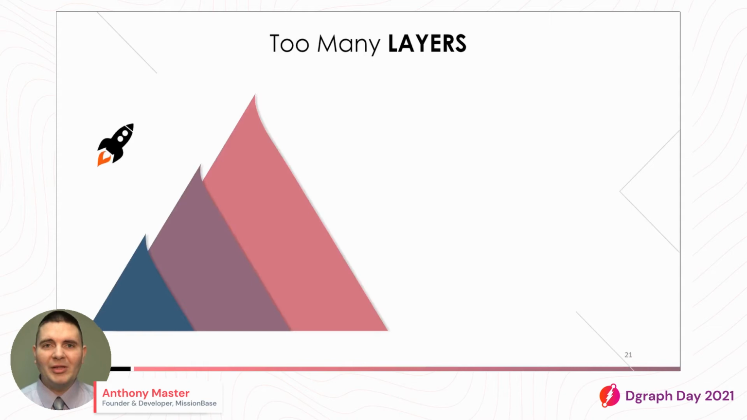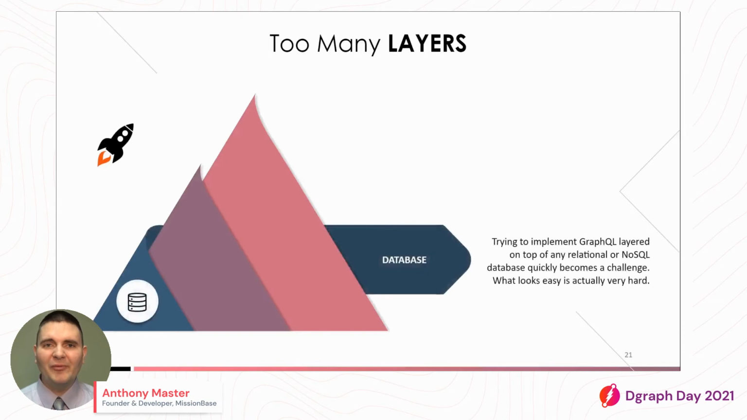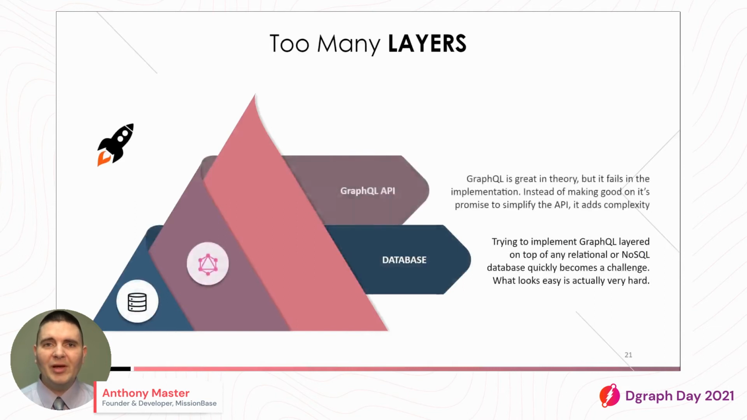We wanted to build out these new features in an application, but did not have the manpower, resources, or time to do it all ourselves. We had too many layers. We were trying to implement GraphQL layered on top of a relational database, but what looked easy was actually very hard. GraphQL is great in theory, but it fails in many implementations. Instead of making good on its promise to simplify the API, it usually just adds more complexity.